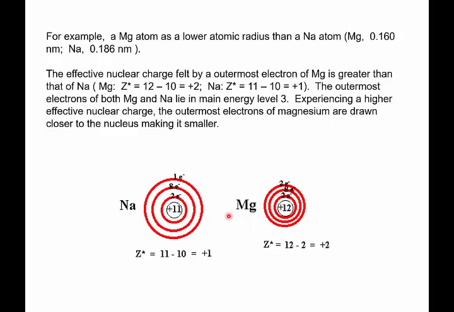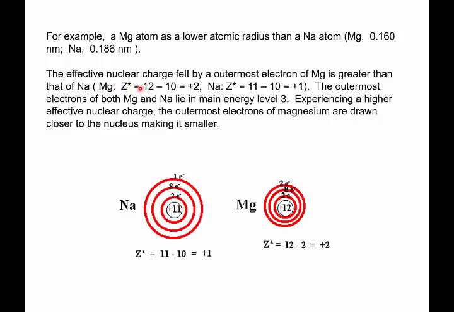Here's an example going across the row containing sodium and magnesium. Magnesium is right next to sodium. Experimentally, we find that the magnesium atom has a smaller atomic radius than sodium. Here are the values: magnesium 0.16 nanometers and sodium 0.186. Magnesium is smaller. The effective nuclear charge felt by the outermost electron of magnesium is greater than that of sodium. And here's the calculation of effective nuclear charge.